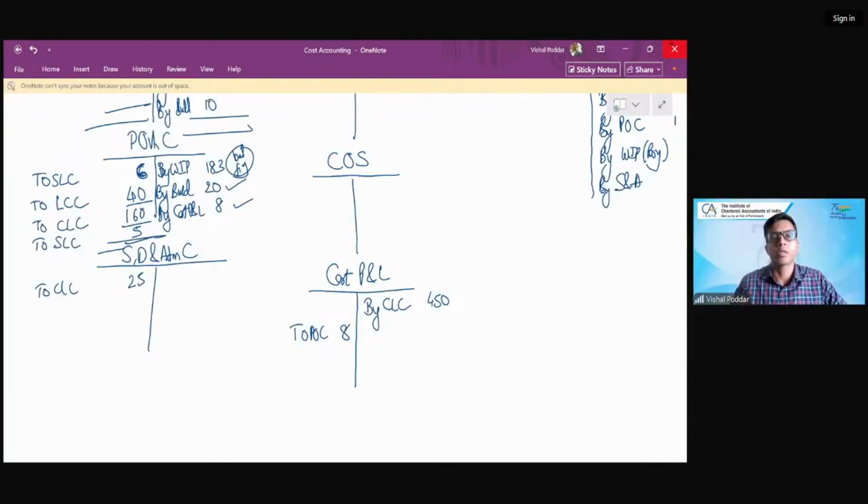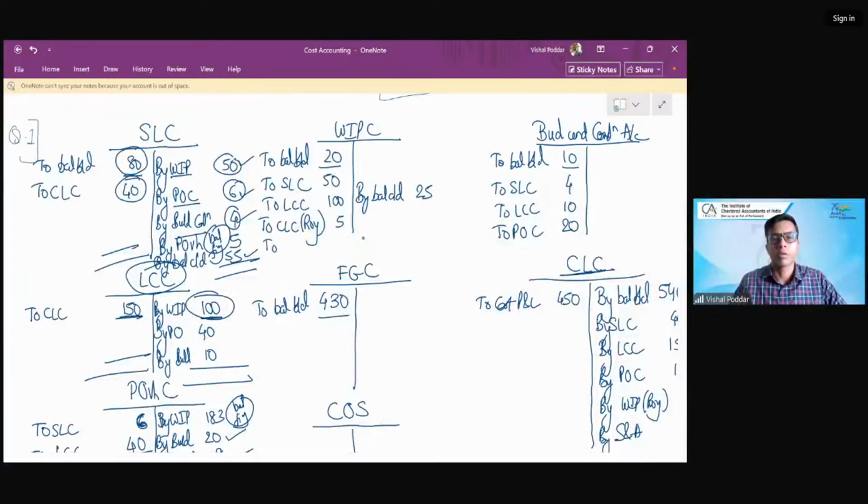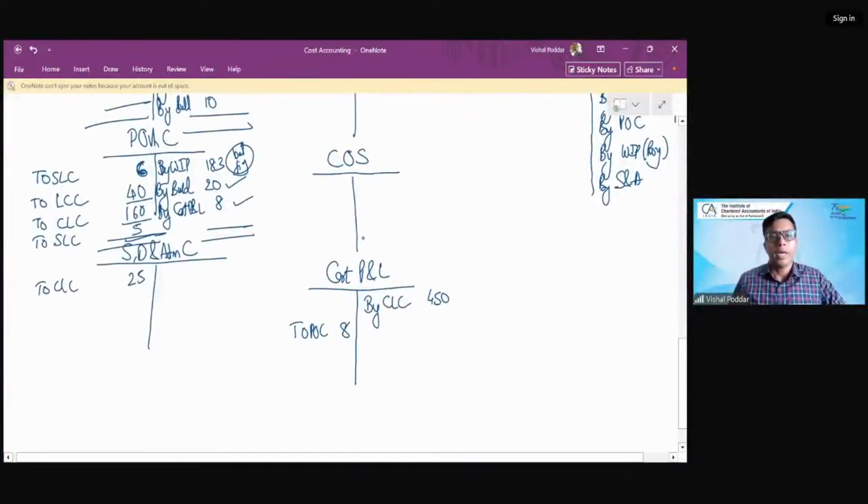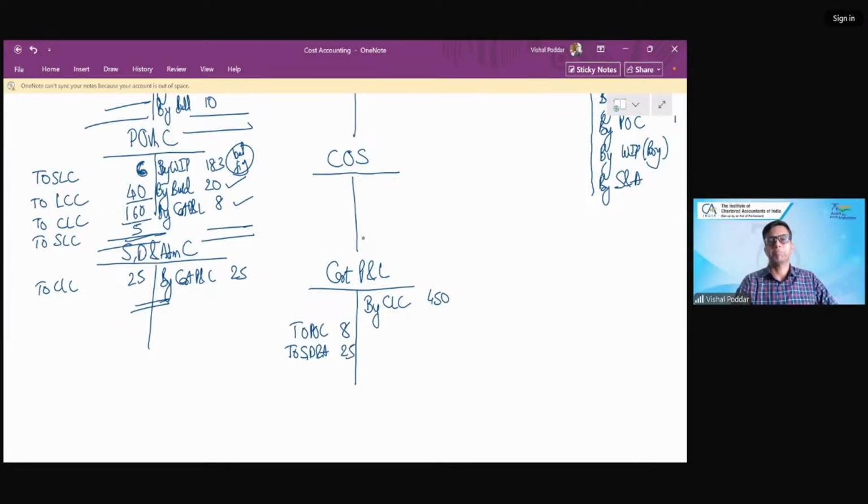And with this, this account is also settled. So immediately making the posting, production overheads control 183. Admin, it will go to cost P&L because no charging is mentioned. So this is also closed. Selling, distribution, and admin is coming to cost P&L.